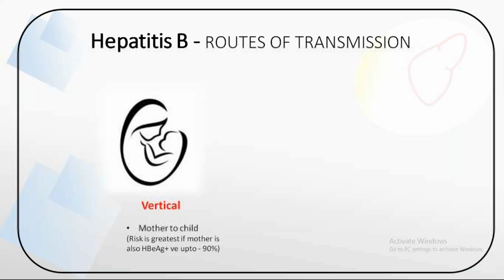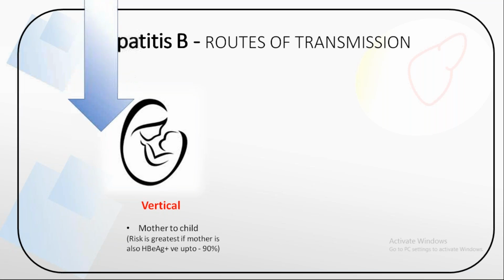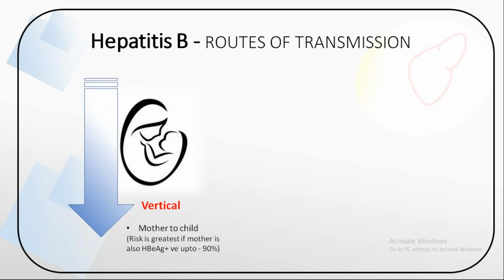Now, how is it transmitted? One is vertical transmission, from mother to child. The risk to the child is greatest if the mother is also HBe antigen positive. As I said, it is a non-structural protein. Just like the severity, the transmissibility is also very high when HBe antigen is positive.